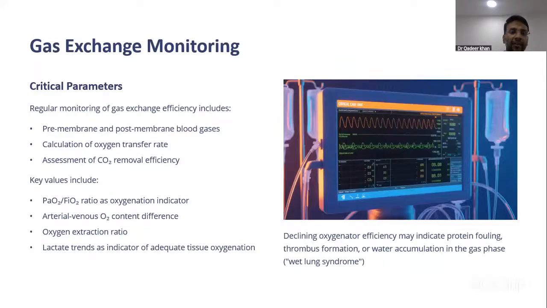The major parameters for gas exchange, as I told, the pre-membrane and post-membrane we measure, and the delivery of oxygen is by the CO2 remover. The delivery of fresh gas helps to understand how your CO2 is washed out. And as normal monitoring, we monitor PF ratios, arterial-venous oxygen concentration difference, and lactate trend. As we improve the blood circulation and oxygenation, perfusion is maintained, and the lactate clearance happens.